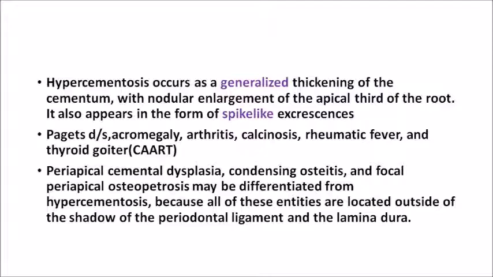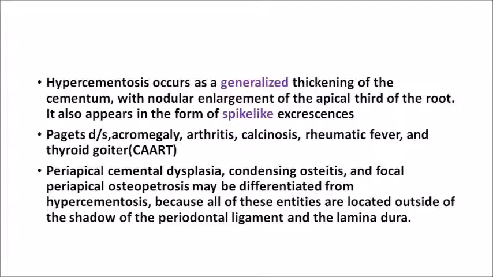Hyper means excess. So, excessive production of cementum, or a generalized thickening of the cementum with nodular enlargement of the apical third of the root. It can also appear in the form of spike-like structures. Okay, hypercementosis can also present as spike-like excrescences.